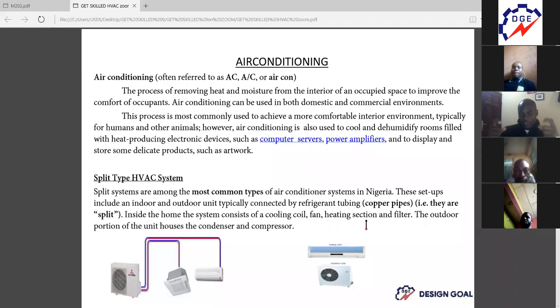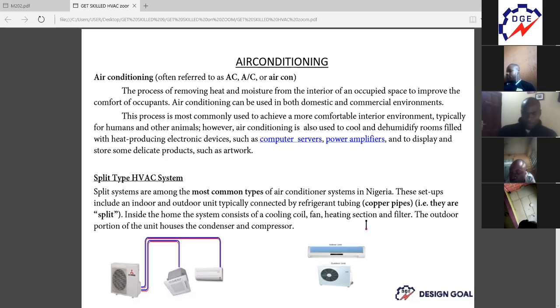So the main parts of the indoor unit are the cooling coil and the fan, which does nothing more than the job of a fan. But the cooling coil stays as the connection between the indoor and the outdoor unit. I hope you get that. Obviously, if you have questions on any of these things, you can put up those questions and we can address them as we go on.